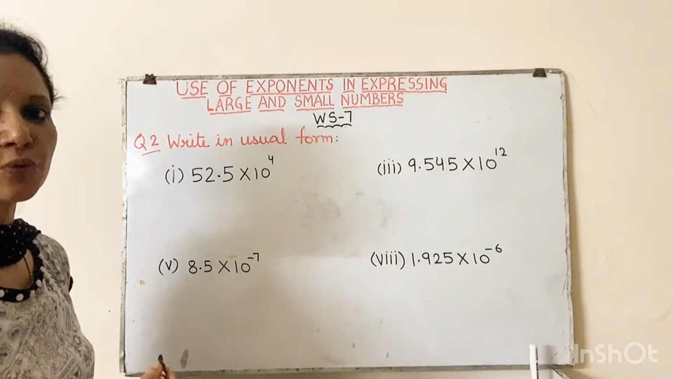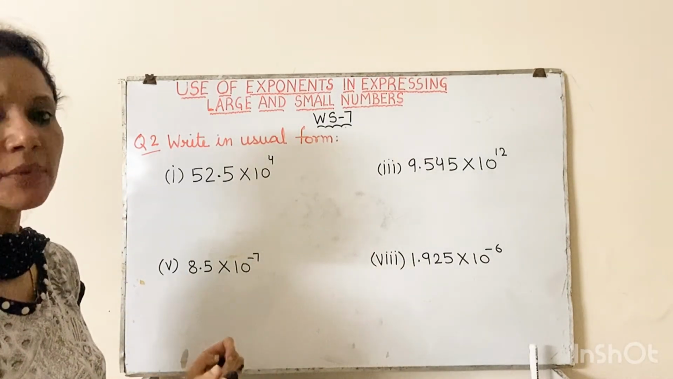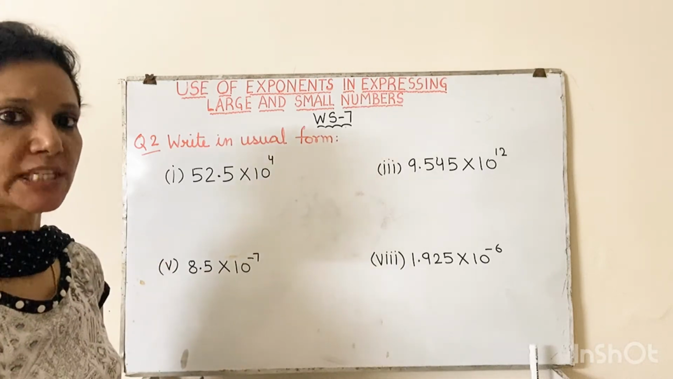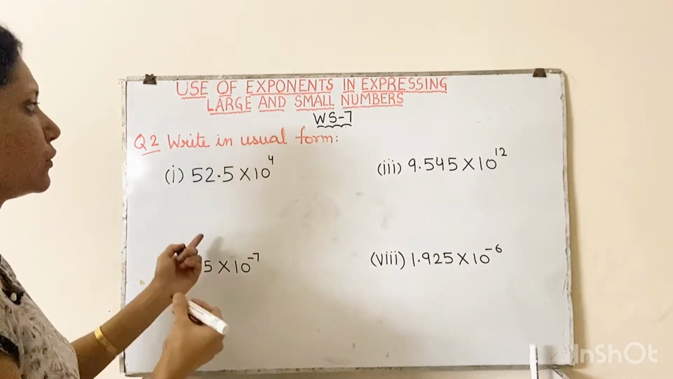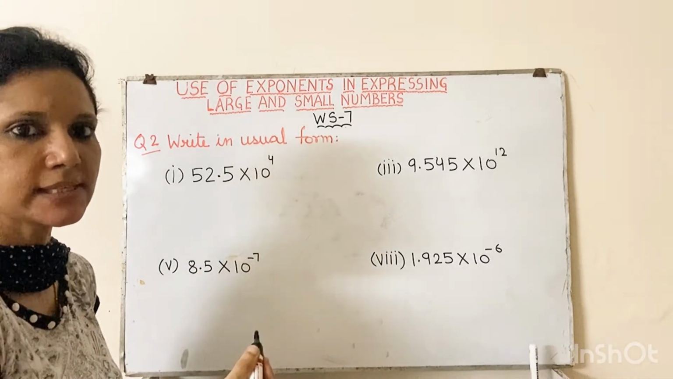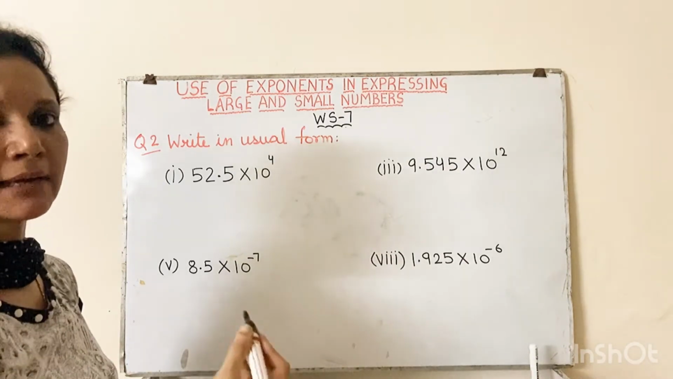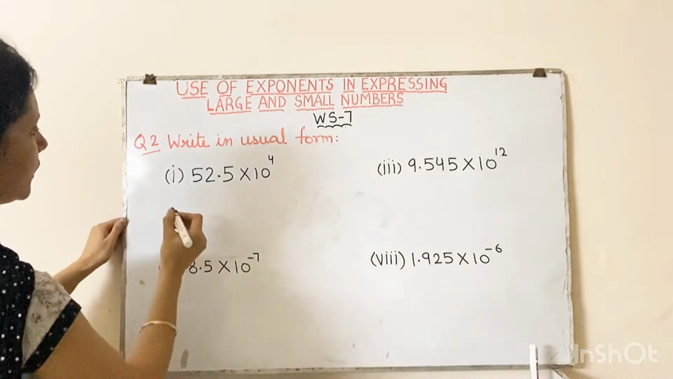Coming to question number 2, the question is: write in usual form. Usual form means the normal form without the use of exponents. So here again we'll follow the knowledge that you have already gained in your lower classes of multiplying with 10, 100, 1000 or dividing with 10, 100 and 1000. So let's look at the first question.